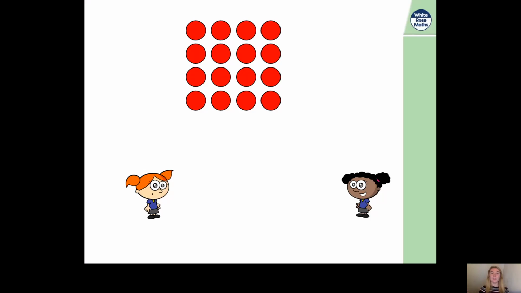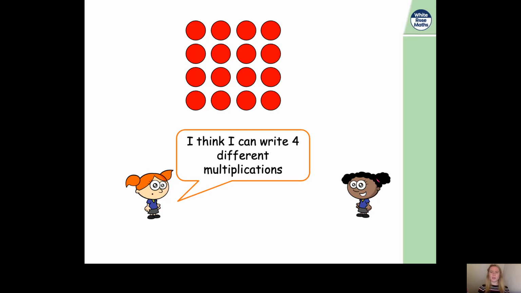So here we have these 2 girls back, and they've made an array again. Remember last time they made an array and we could do 1 times 24 and 2 times 12? Do you remember? Well, this time they made a different one. And the girl says, I think I can write 4 different multiplications. And the other girl said, no, I think there are 8.